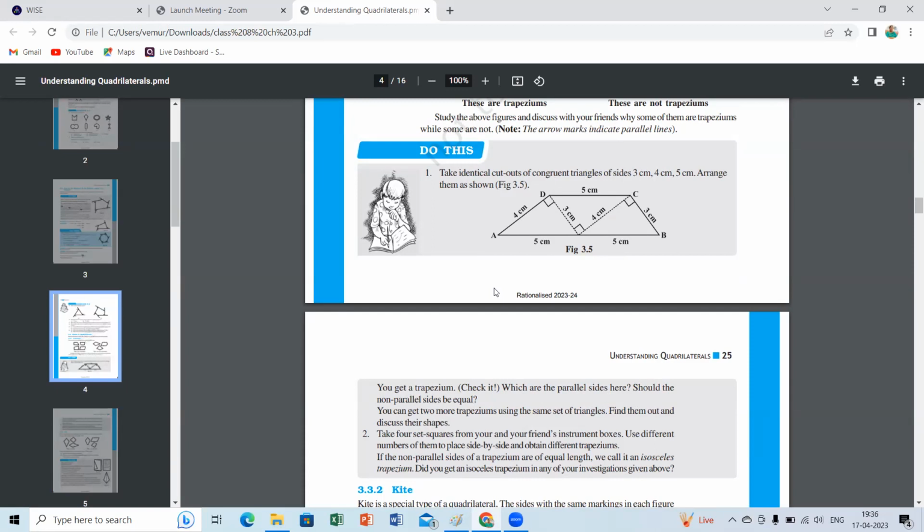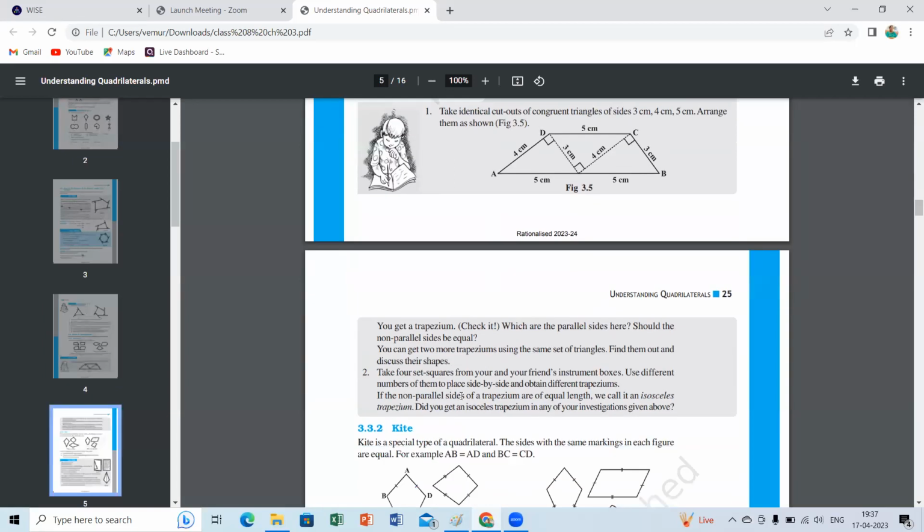The parallel sides are DC and AB. Non-parallel sides are AD and BC. Very good. Are both the non-parallel sides equal? No, ma'am. If the non-parallel sides are equal, there is a name for that trapezium, beta. What is the name? Isosceles trapezium. If non-parallel sides are equal in length, we can call such a figure an isosceles trapezium.